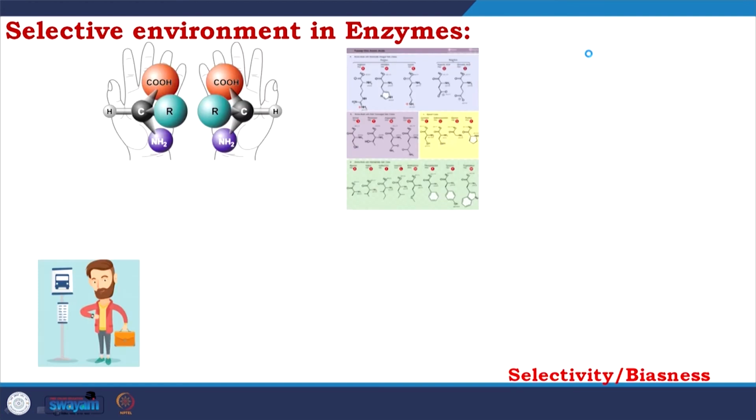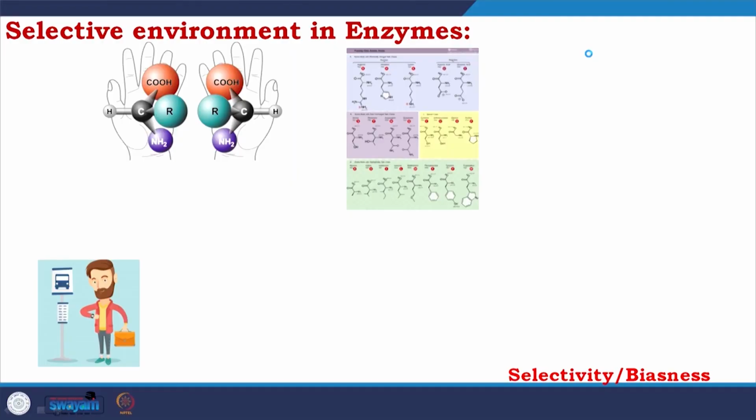But now we have to talk about the selective environment in enzymes or proteins, which is our focus. We already talked about chirality, and that amino acids maintain chirality. So, you cannot get D amino acids, you only get L amino acids. Here I am going to talk about an interesting story.